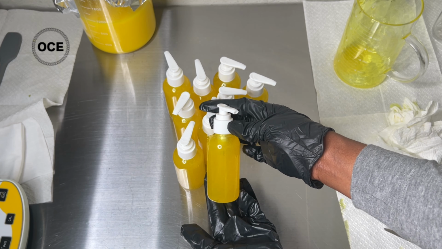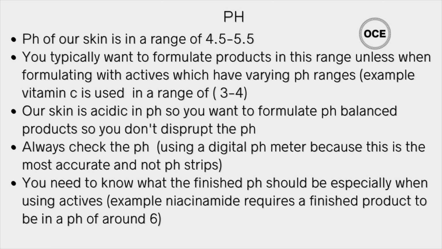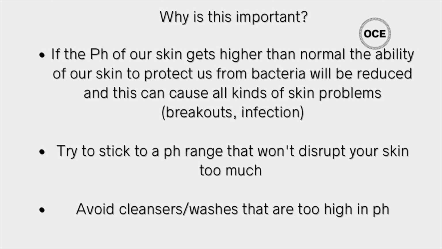Moving on to the pH. So when you are formulating your cleansing products, you want to stick to the pH range of 4.5 to 5.5. Once again, this is a guideline. This is what skin and hair's pH is. You are going to have exceptions, like when you're formulating with active ingredients. Something like vitamin C works in a very acidic range of around 3 to 4. If you're using something like niacinamide, the finished pH is going to be around 6. So you want to be aware of what the pH of your finished product needs to be. Whenever you're using ingredients, pay attention, especially to active ingredients, to what the finished pH of your product needs to be.